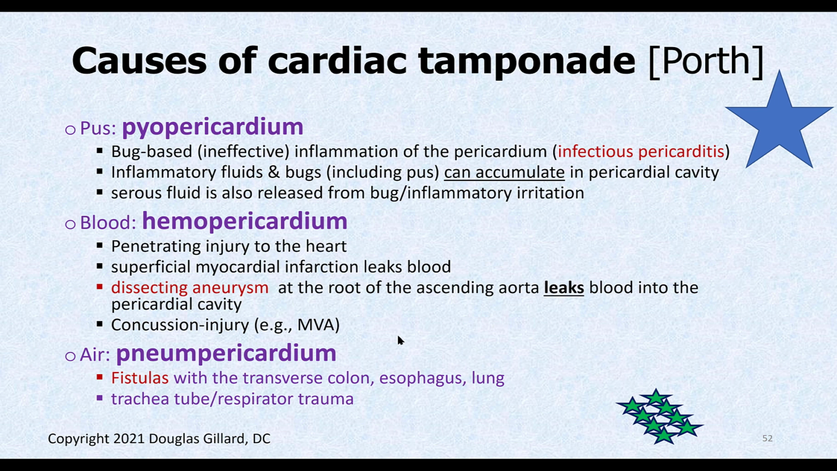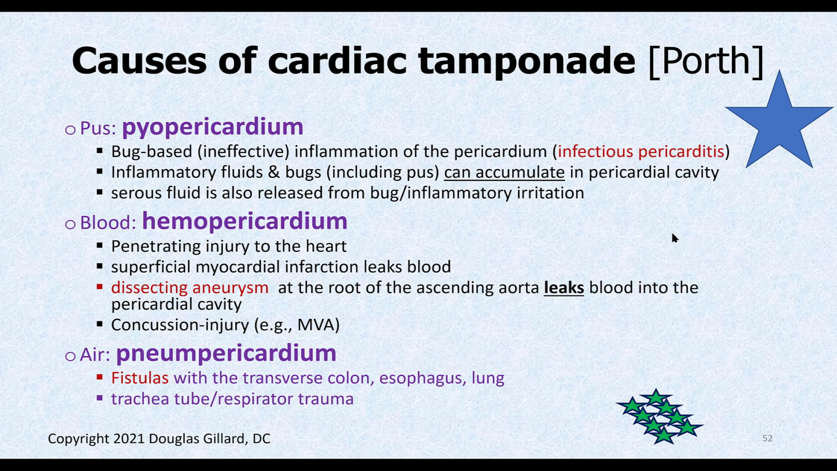What causes cardiac tamponade? Well, we just said pericarditis can do it, but any type of fluid buildup in the pericardial cavity can do it. So it can be pus. Maybe you have some type of infection that's really producing a lot of pus. So you could have a pyopericardium. Pericardial cavity filled up with pus can squeeze the heart.